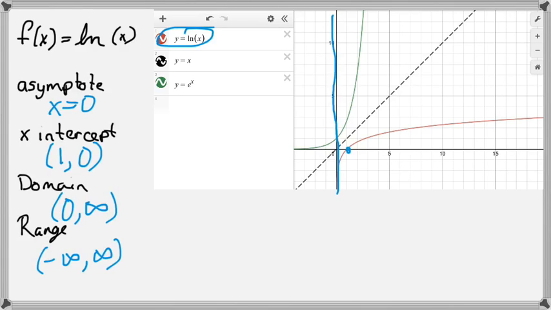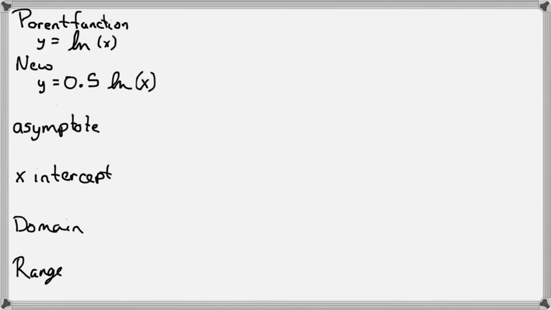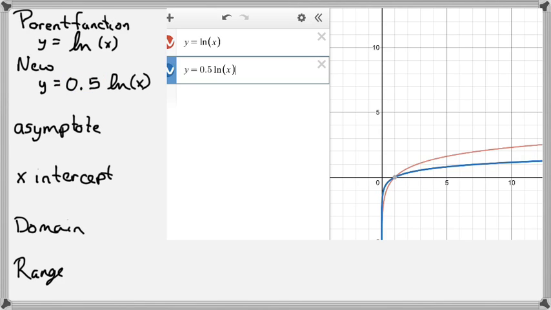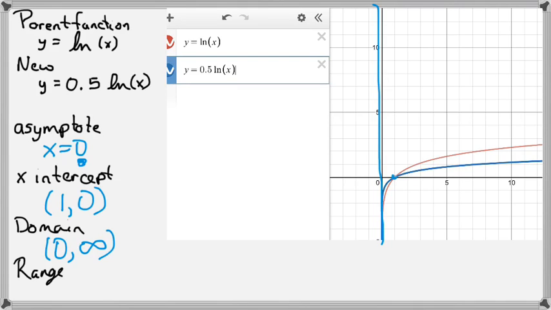So remember, the a is not going to change any of those numbers, and neither will if we added in something at the end. Only if we add it into the parenthesis will those numbers greatly change. So when we have an a of 0.5, that is going to be a compression. We're going to see it get closer into the axis there. So we still have that asymptote of x equals 0, and the x-intercept of (1, 0). Our domain starts at our asymptote and goes to positive infinity. Your range is from negative infinity to positive infinity.